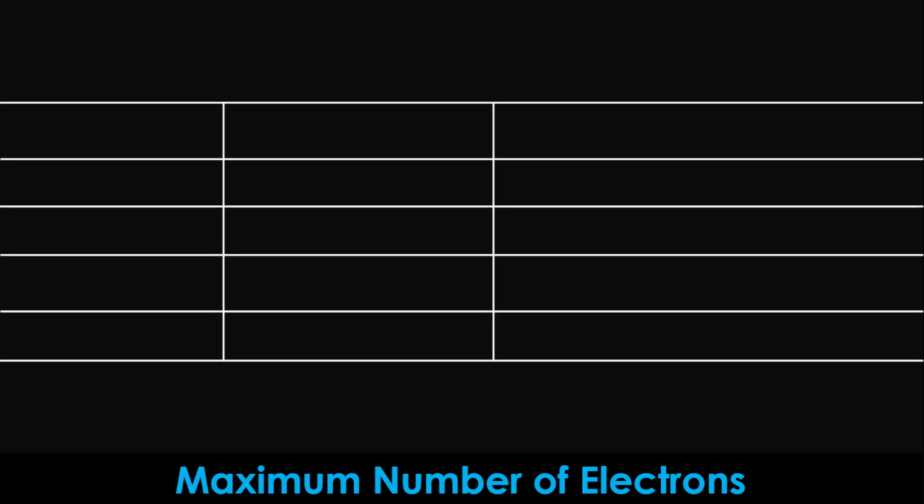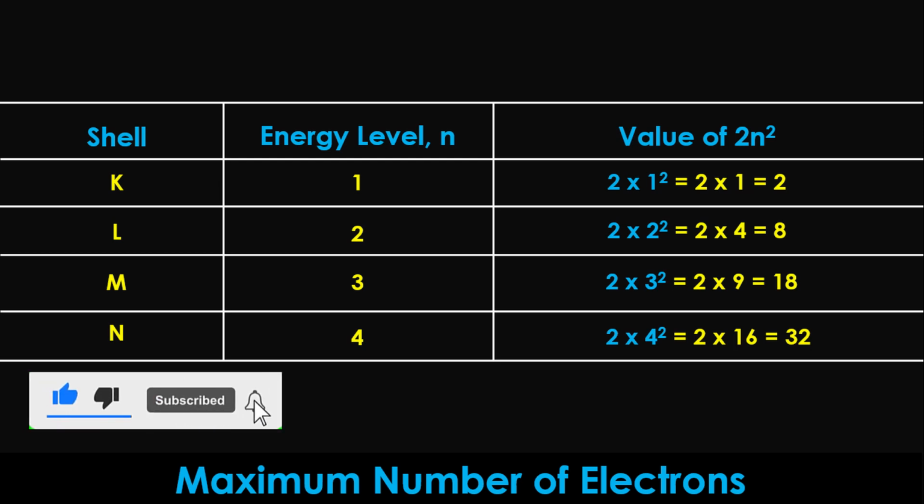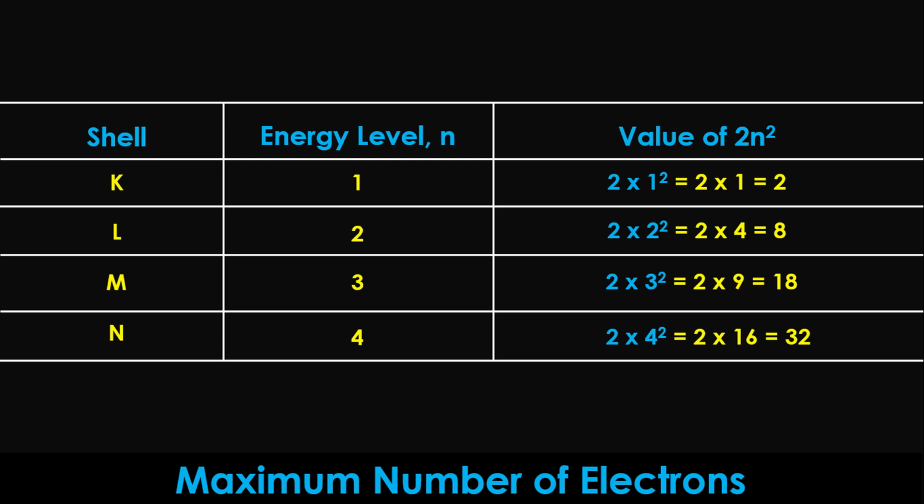The table on the screen shows the maximum number of electrons that can be found in each electron shell or energy level. Shell K or energy level 1, which is the nearest to the nucleus, can hold only 2 electrons, while shell L or energy level 2 can accommodate a maximum of 8 electrons. Shell M holds a maximum of 18 electrons, while shell N will accommodate 32 electrons, etc.